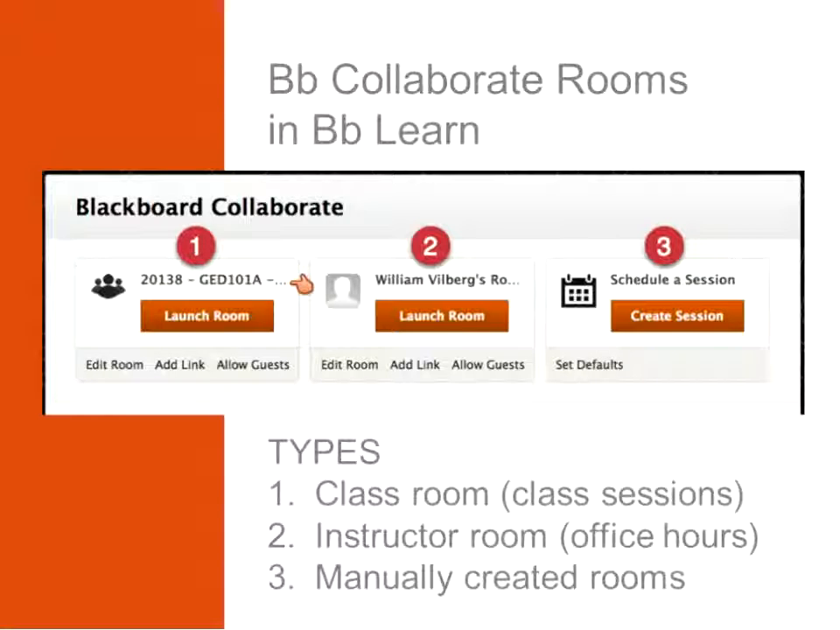Classroom, class events, my room, my default room, all of my students. I can also, on both of these, you can see that there's an allow guests. I can let other people in there outside of the University of Miami, outside of Blackboard completely. But those are my rules of thumb. And then the third thing is the manually created rooms, the schedule a session.